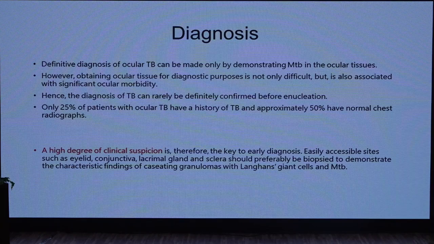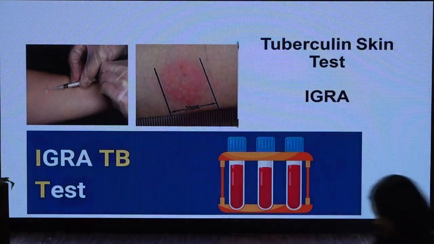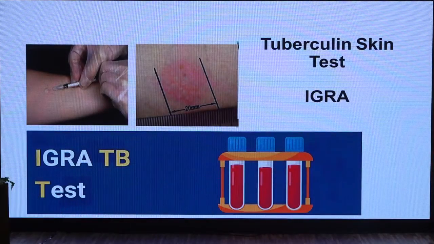Then how do we diagnose? Definitive diagnosis is mainly by demonstrating MTB, but obtaining ocular tissue for diagnosis is not only difficult, but also carries a high morbidity. So clinical suspicion remains the key to diagnosing ocular TB in an appropriate setting. Then there are ancillary tests which add to our diagnosis. These are TST and IGRA. We'll talk about these later also.